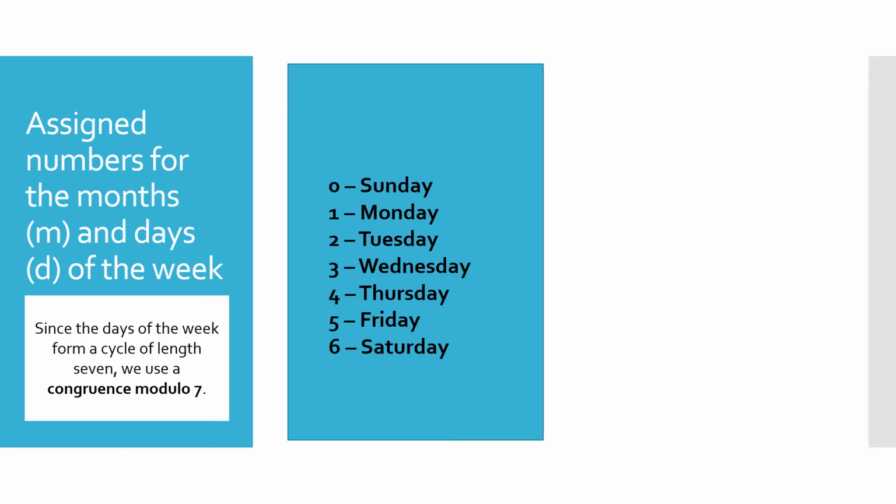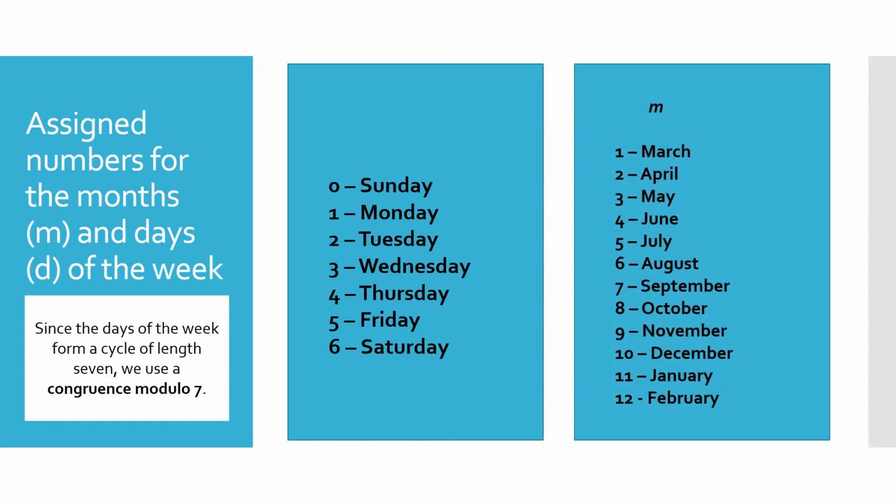Setting Sunday equals 0, then Monday is 1, Tuesday 2, Wednesday 3, Thursday is 4, Friday 5, and Saturday is 6. And for the months we have March is 1, because since a leap year adds a day to February, we will count the new year beginning with March 1. So our 1 is March, 2 April, 3 May, 4 June, 5 July, 6 August, 7 September, 8 October, 9 November, 10 December, 11 January, 12 February.